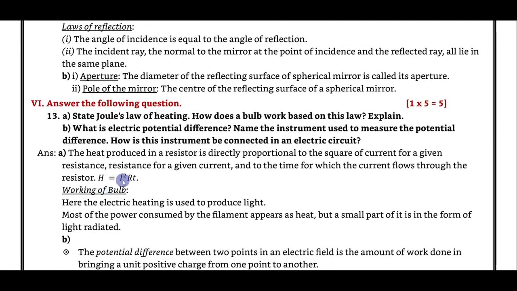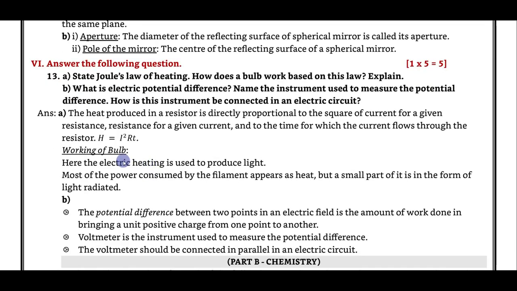Joule's law of heating: H equals I squared R T. The heat produced in a conductor or resistor is directly proportional to the square of the current for a given resistance, and it is also directly proportional to the resistance for a given current and time for which the current flows. You can write it pointwise.